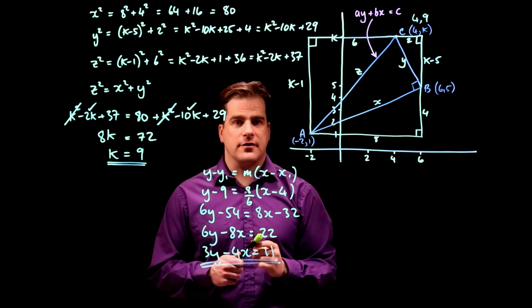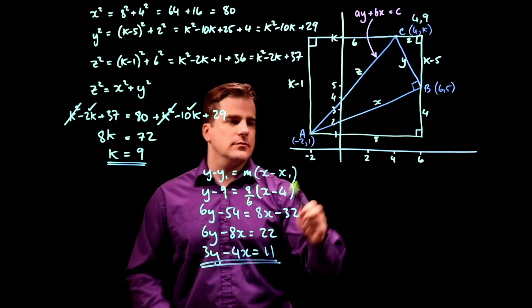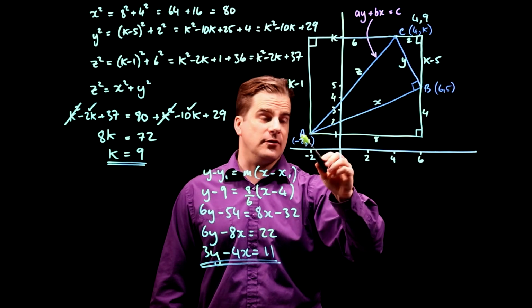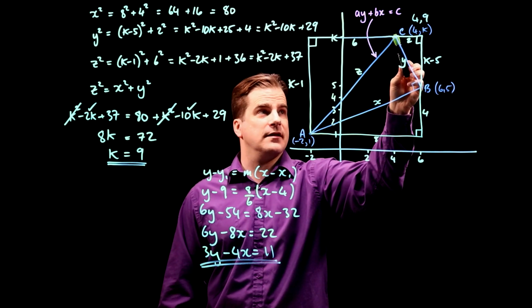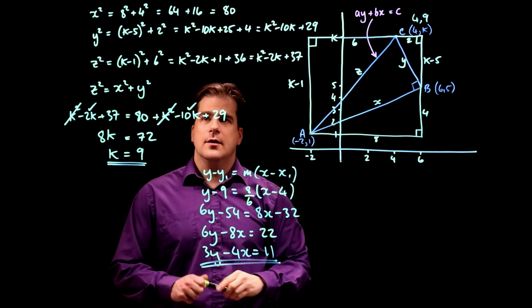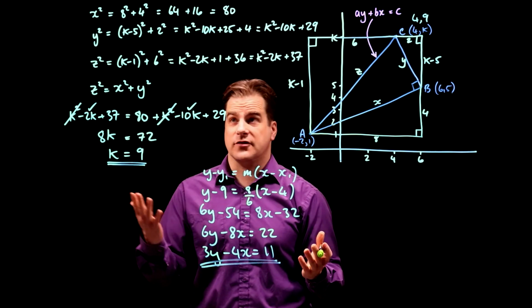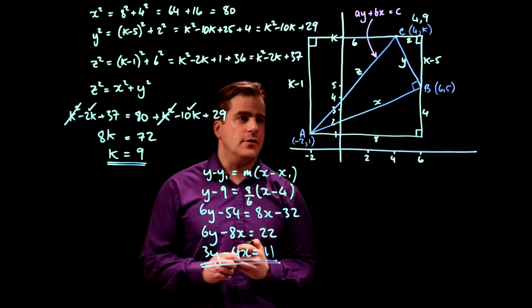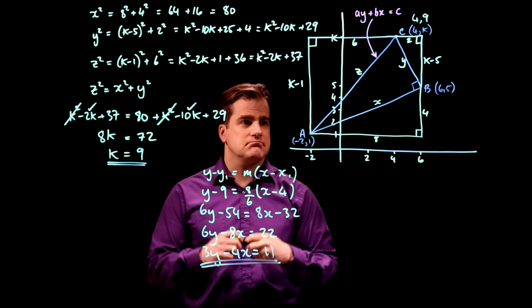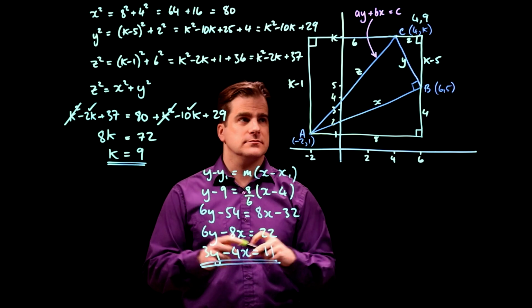I think the first method was quicker, working out the gradient of this line, then the equation of this line, and then the equation of AC. But you'd still get full marks in the exam if you chose to do it this way. It's just a bit longer. So there you go. That is 2 different ways to solve this problem.